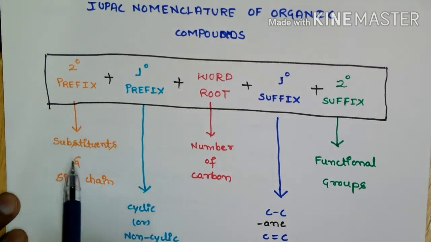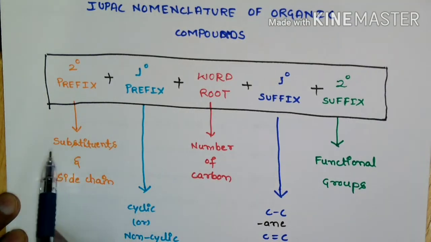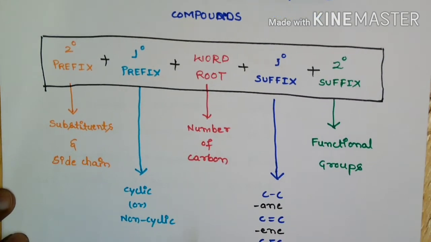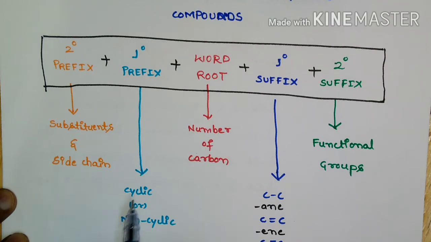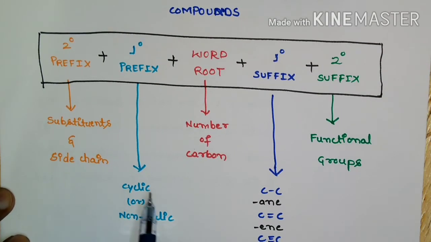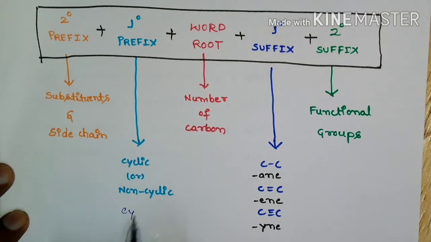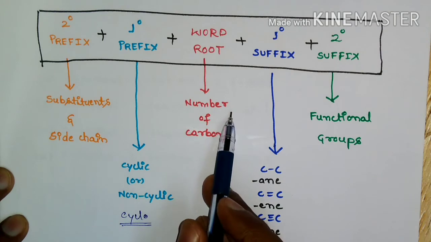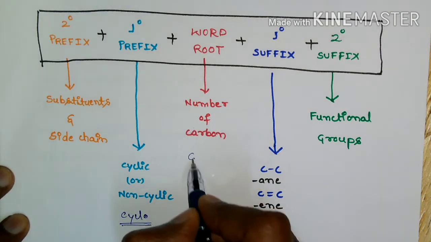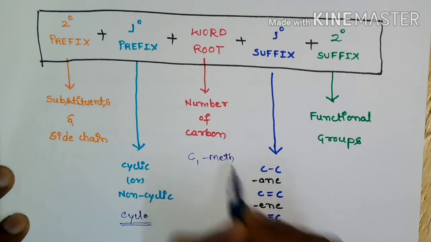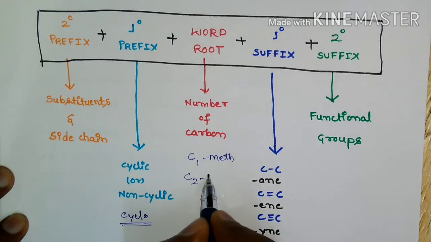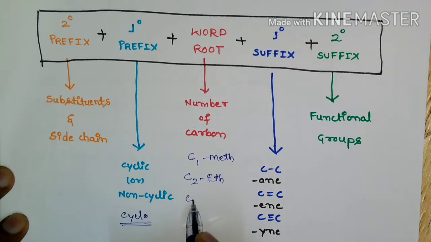The secondary prefix gives the substituents and side chains present in the compound. The primary prefix tells whether the compound is cyclic or non-cyclic. If it is cyclic, we use the primary prefix cyclo, or else we don't use anything. The word root denotes the number of carbons: if one carbon is present, we write meth. If it is 2 carbon atoms, it is eth. 3 carbon atoms, prop, and so on.